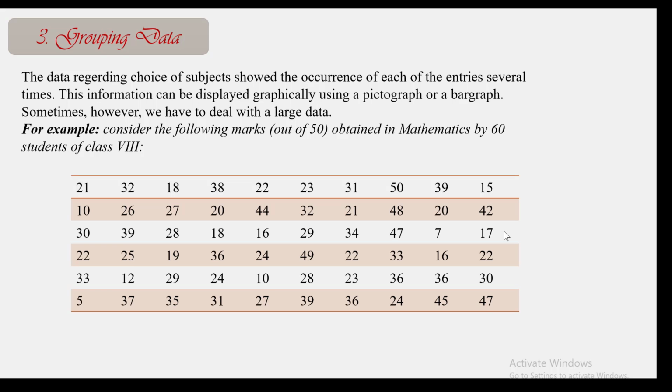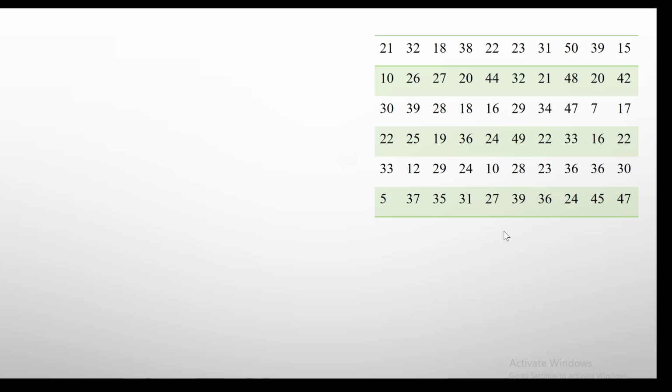So for convenience, we make groups of observations, say 0 to 10, 10 to 20, and so on. We obtain the frequency distribution of the number of observations falling in each group. Thus, the frequency distribution table for the above data can be made.